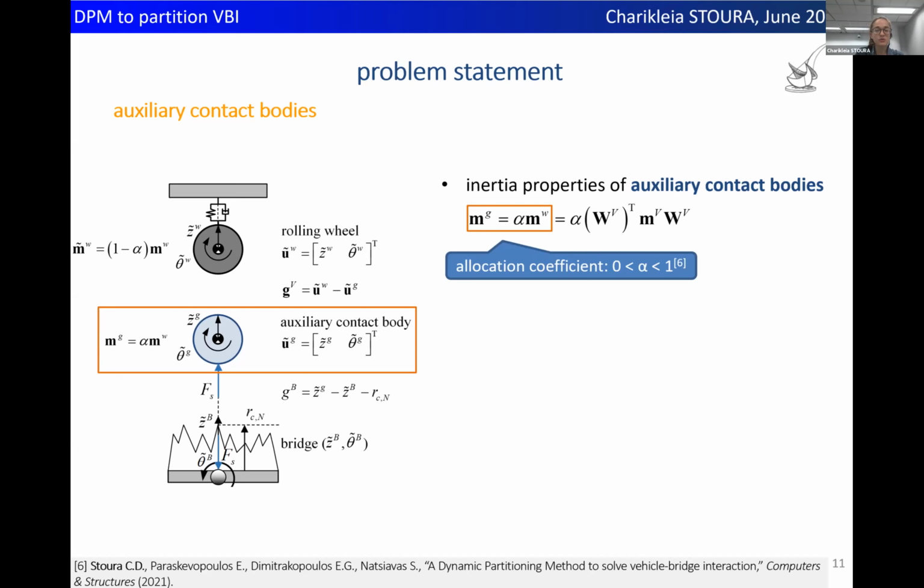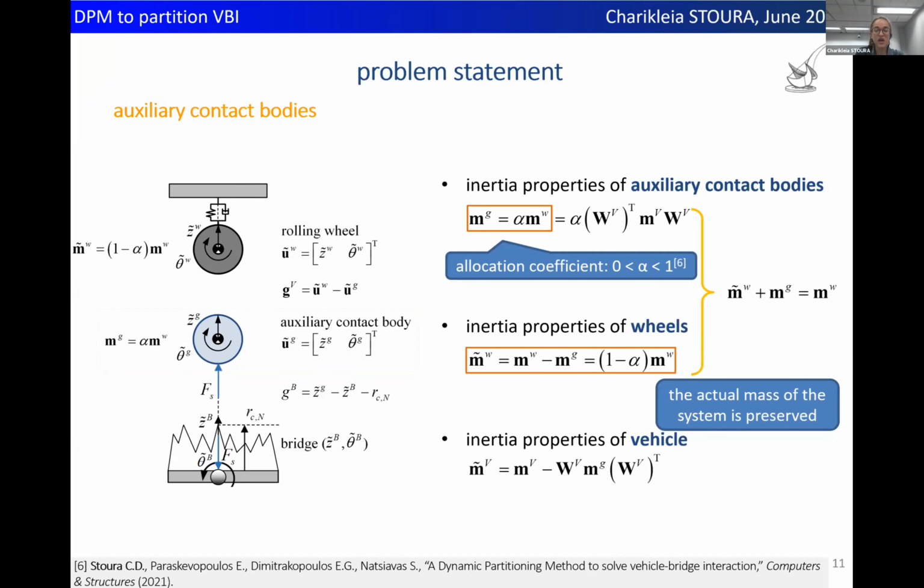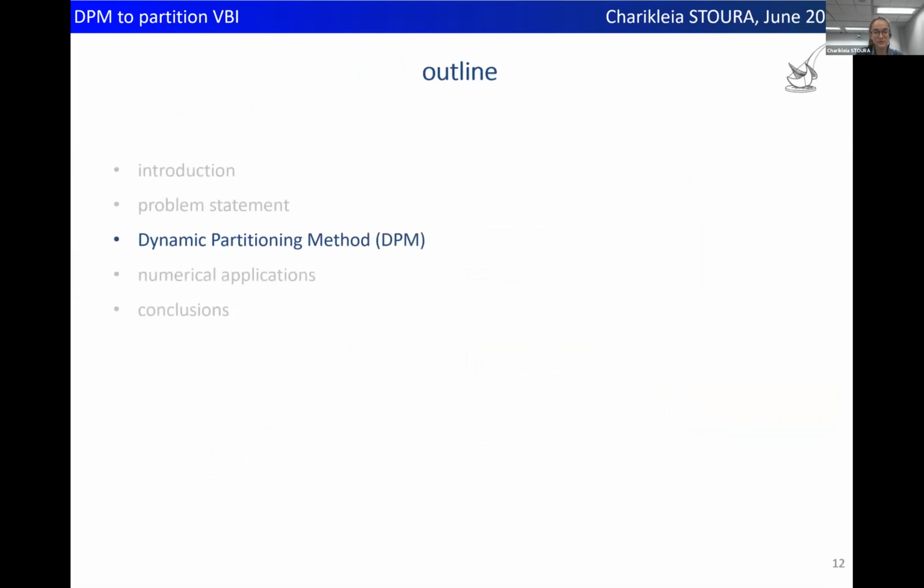This coefficient should obtain values between 0 and 1, so that the mass of the auxiliary contact bodies does not become negative, and also the actual mass of the system is preserved. In other words, the sum of the mass of the bodies and the mass of the wheels used in the analysis should be equal to the physical mass of the wheels.